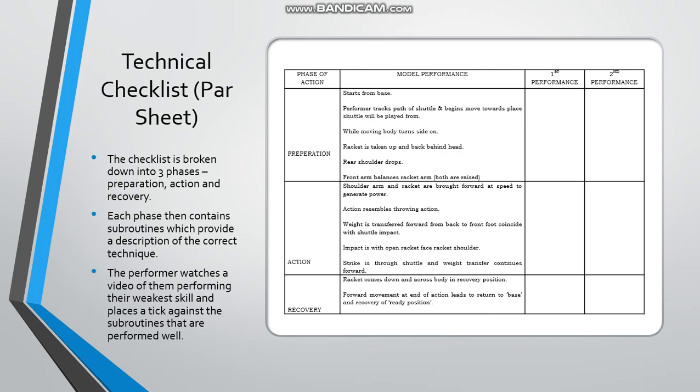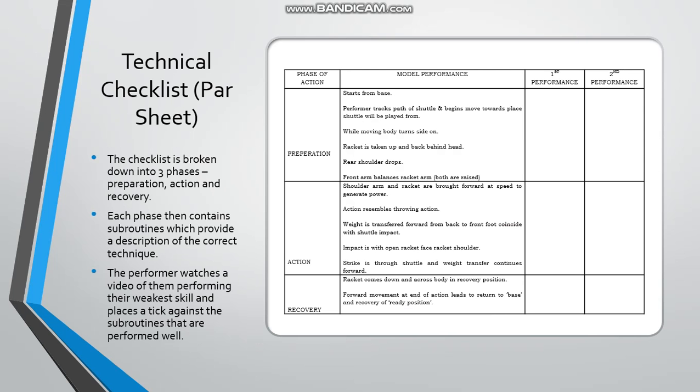And each stage is a different part of badminton. So for example, preparation starts from the base, and we look all the way to the recovery. This is after you've played the shot. The racket comes down to the body in the recovery position. So you can see the way it goes through. And in the middle, it's obviously the action when you're actually doing the shot that you're looking at. And again, for the second performance, there's a column on the right for that, and that's because you can compare and you can see if you are improving.